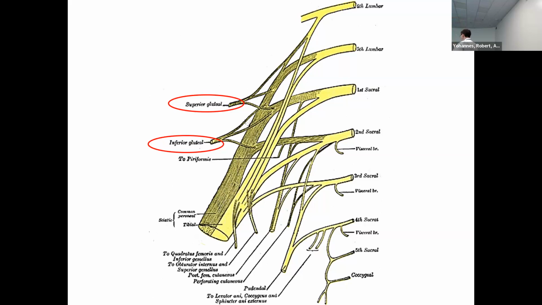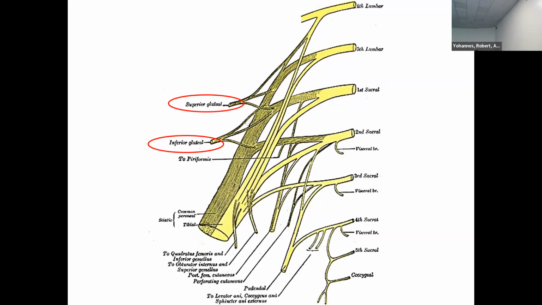Now the first two branches that you need to remember are the superior gluteal nerve and the inferior gluteal nerve. The only reason that one is called superior and the other inferior is because the roots that contribute to the superior gluteal nerve are above those that contribute to the inferior gluteal nerve. So here we can see the contribution.